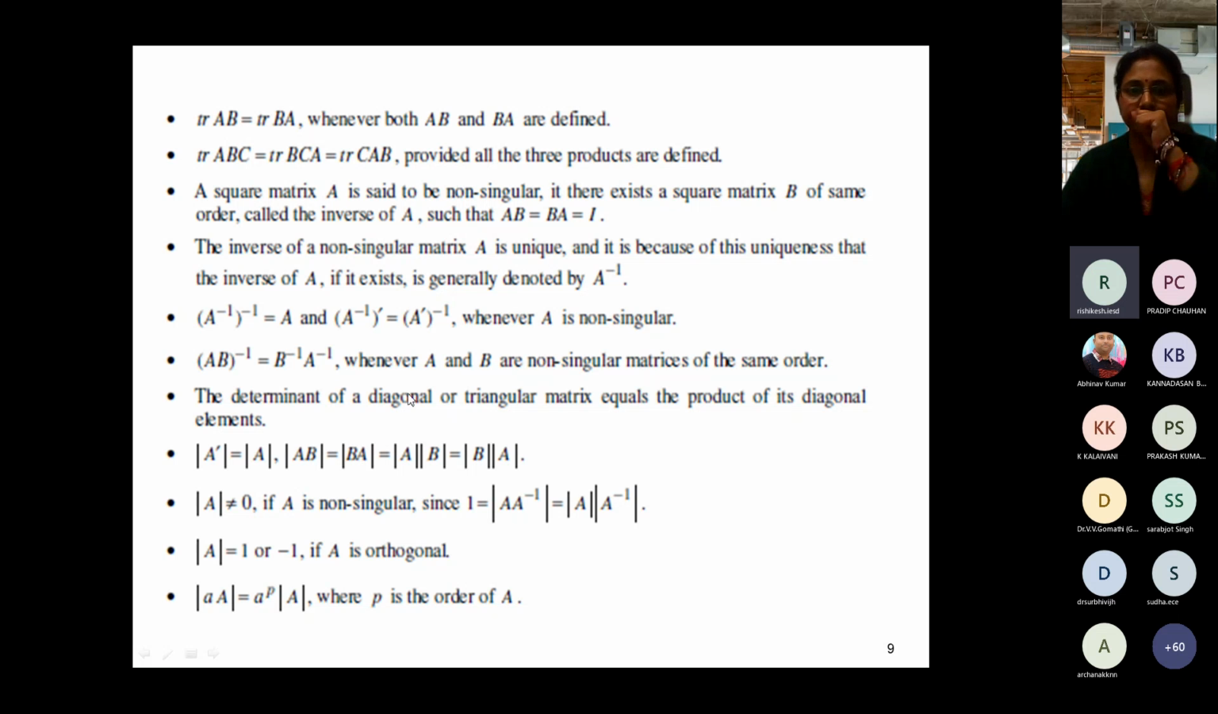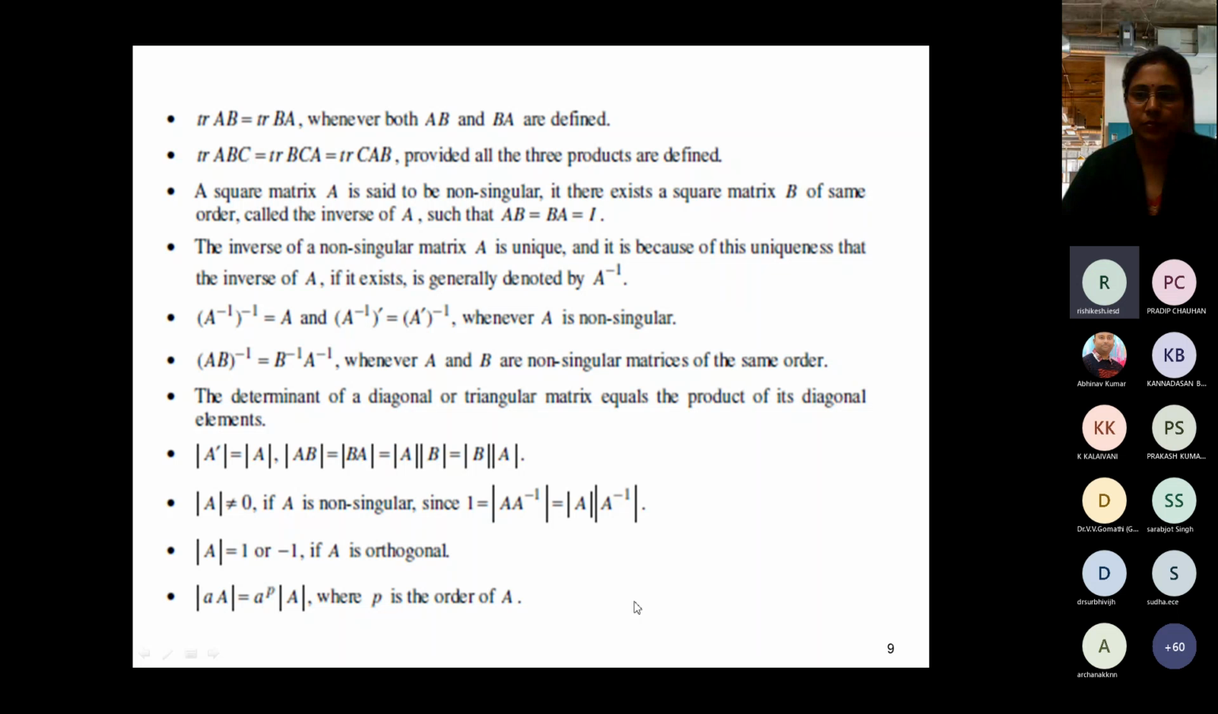The determinant of a diagonal or triangular matrix is equal to the product of its diagonal elements. The determinant of the transpose is equal to the determinant of the matrix. If we take the determinant of AB, it will be equal to that of BA, and it will be the product of the individual determinants as well. The determinant of A is not 0 if A is a non-singular matrix, since I is equal to A A inverse. So these are some properties which we should know.